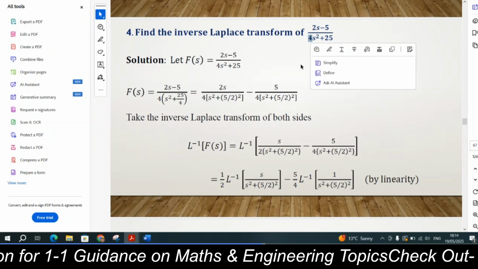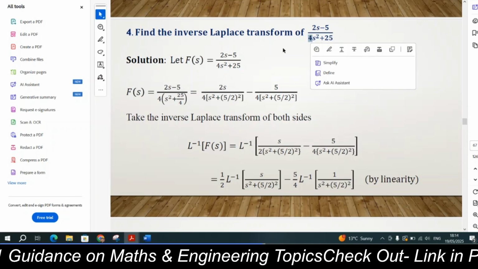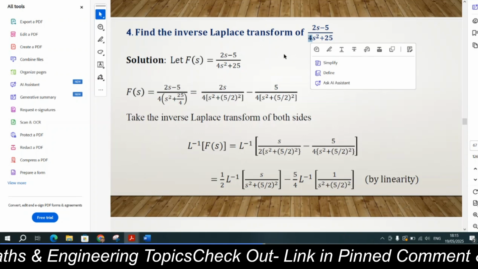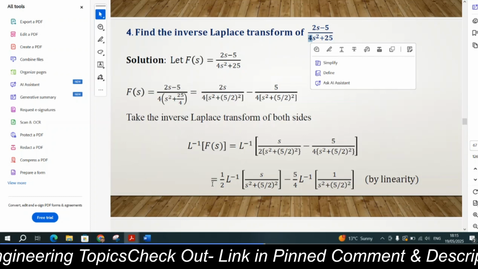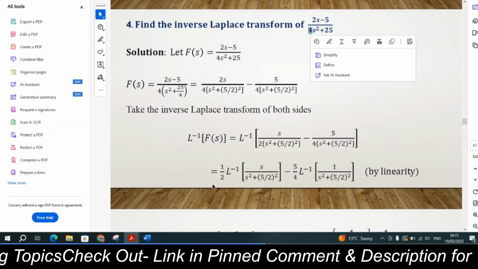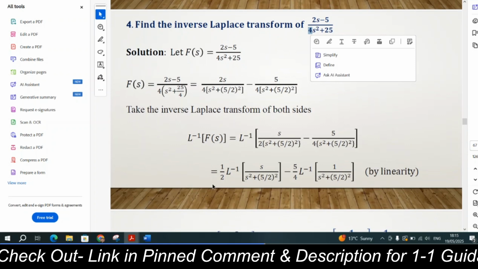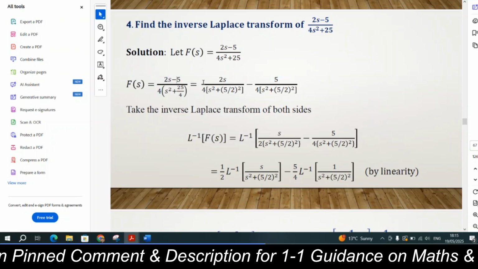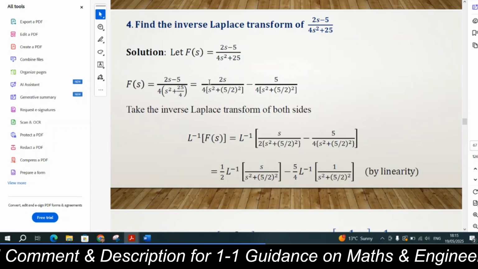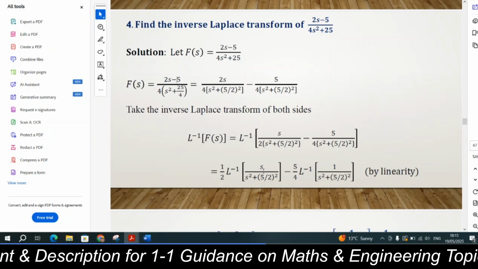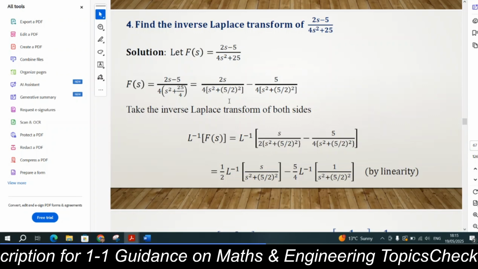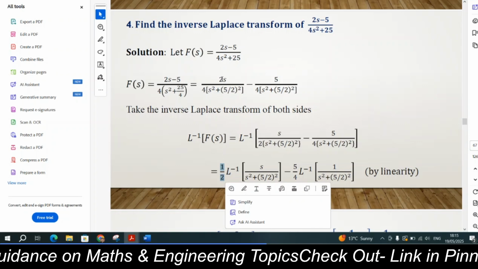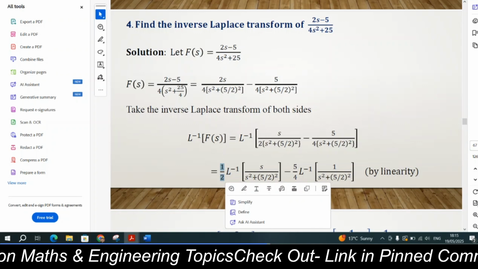Yes, sir. Inverse Laplace transform of 2s minus 5 upon 4s square plus 25. So far, whatever problems we have done, we do not have any coefficient on s square, which means we will have to remove the coefficient of s square before we can apply any inverse Laplace transform. And whatever we remove will come out of the inverse Laplace, so the constant will come out. What they have done is they have taken 4 common. They have separated the numerator because you want the s term separate and the constant term separate.